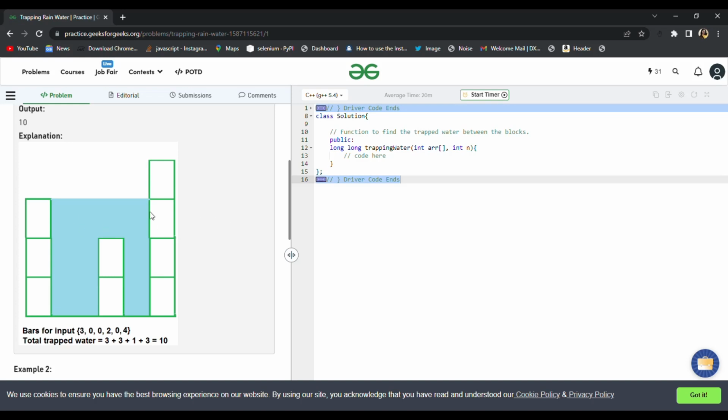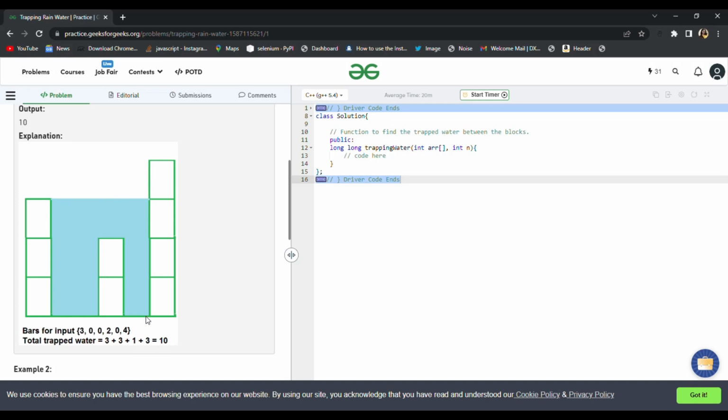So on the right side, the maximum height is 3 and on the left side it is 4. So if we store the water till height 4, what will happen? It will overflow, right? So what we need to do, we need to find the minimum of the maximum height between left and right blocks. So 3 and 4, what is minimum? It's 3. So we need to store water till height 3. As you can see, it's given over here 3.